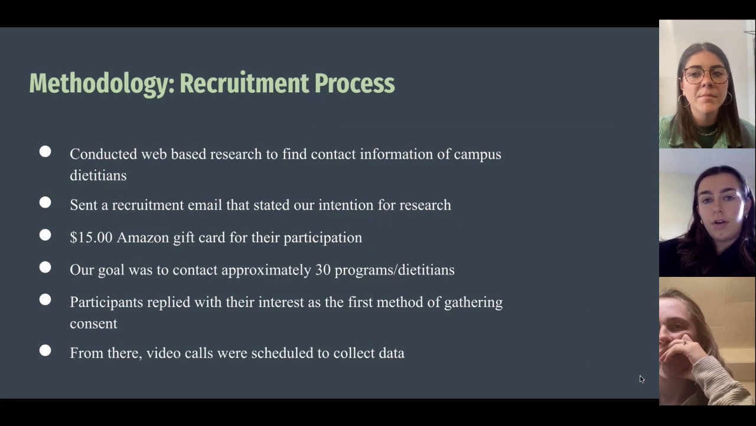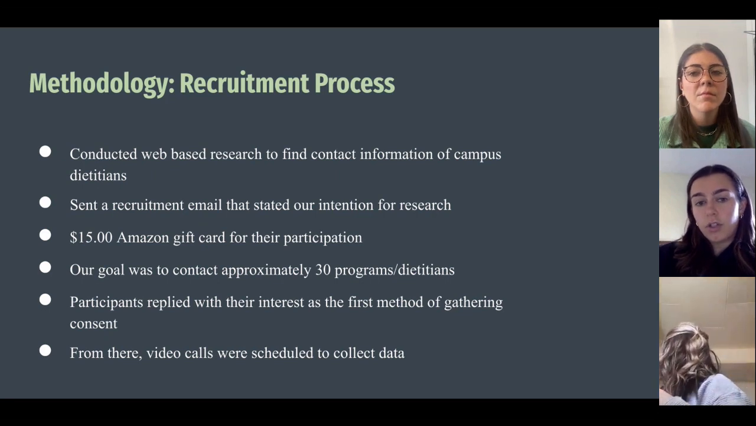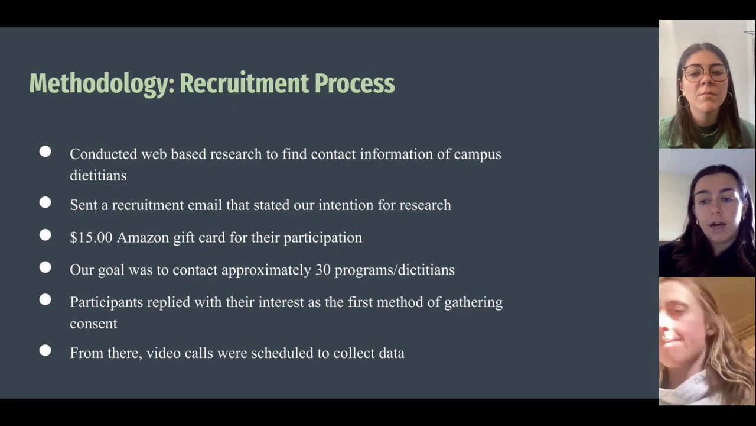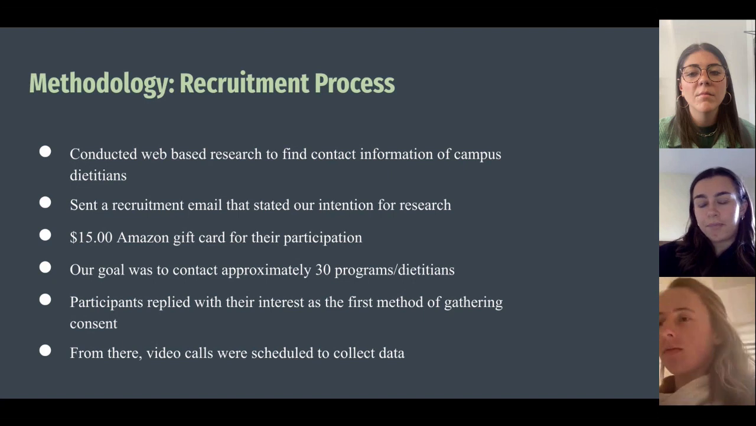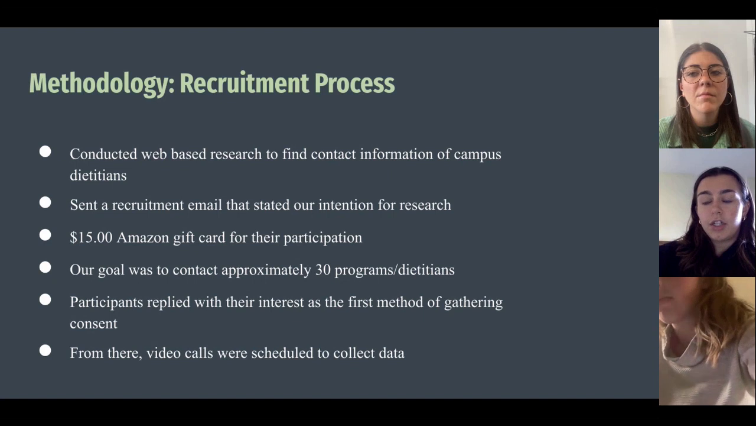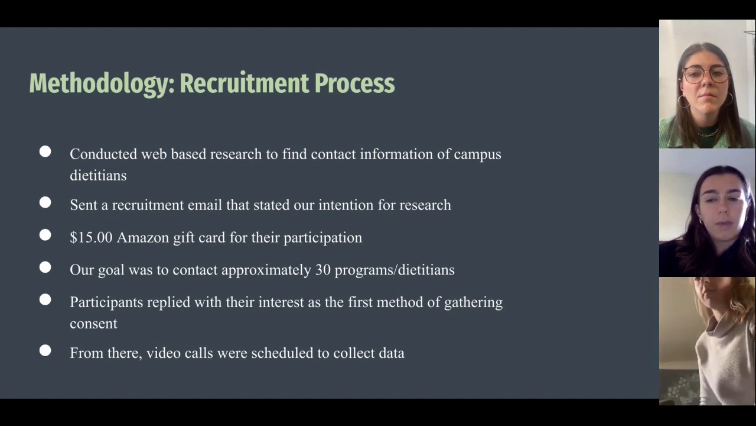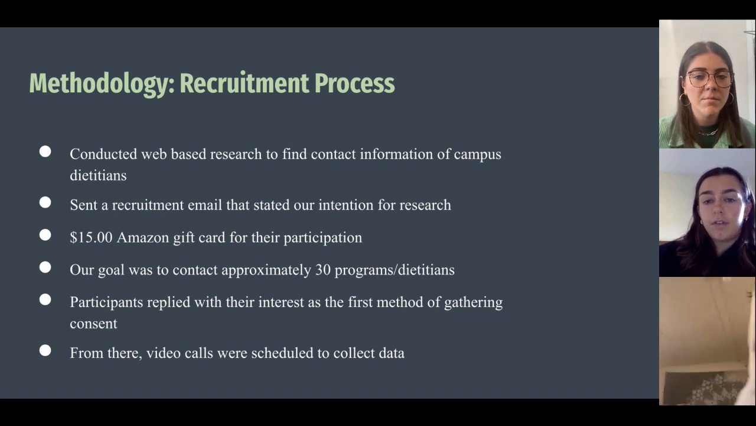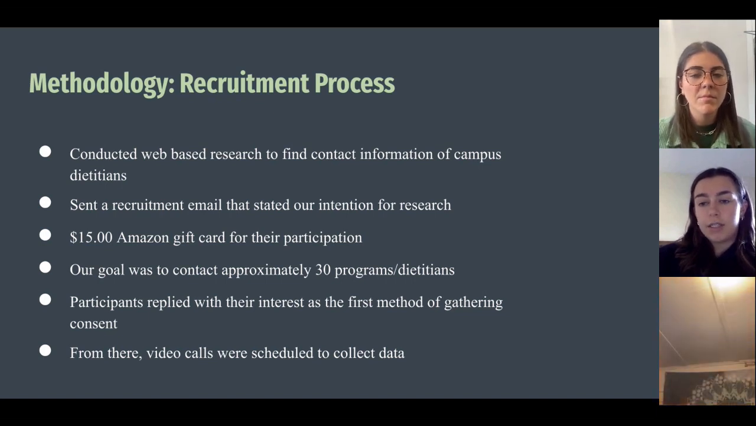So, starting off with our methodology, for our recruitment process, we conducted web based research to find contact information of campus dietitians. And we initially sent a recruitment email that stated our intention for research. And our incentive here was a $15 Amazon gift card to hopefully incentivize people to want to participate. And our goal was to contact approximately 30 programs and dietitians, but we ended up contacting more. I think it was upwards of 60, and participants replied with their interest as the first method of gathering consent.